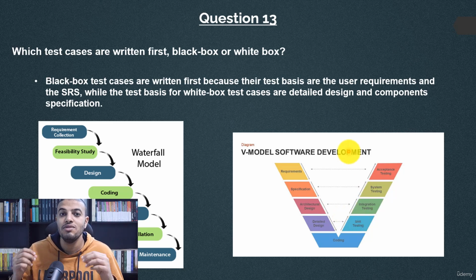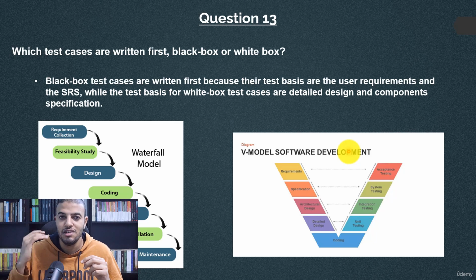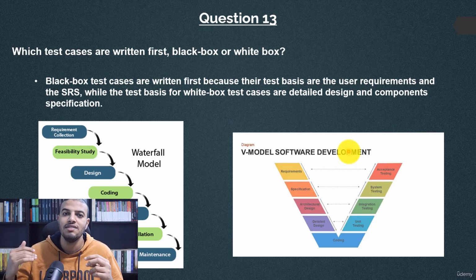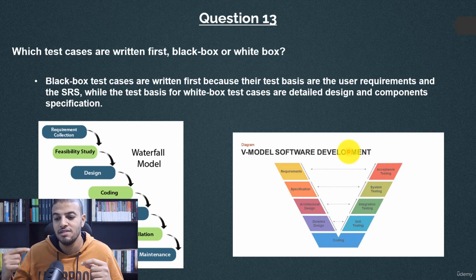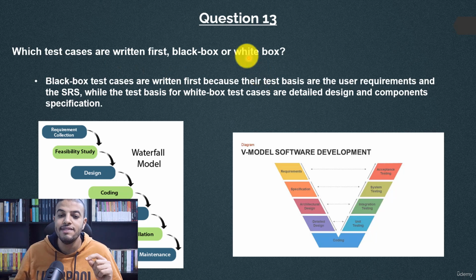So when we are talking about designing test cases, the order goes like this. We begin to write the test cases for acceptance testing, then system testing, then integration testing, then unit testing. And when we execute the test cases, we execute unit testing test cases, then integration testing test cases, then system testing test cases, then acceptance testing test cases. And here he is asking about writing the test cases, and this is designing the test cases. So the black box test cases are written first.